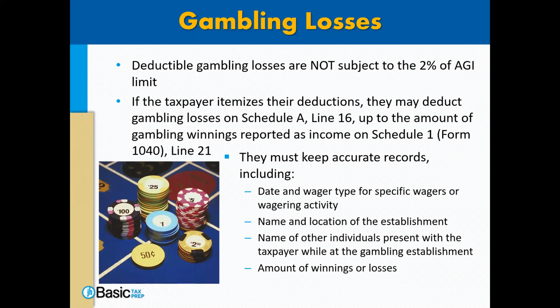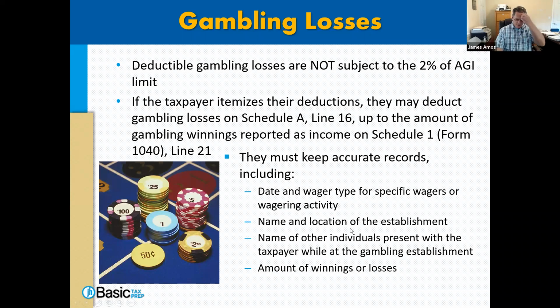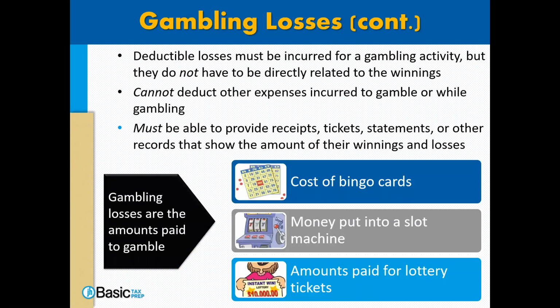$1,000. That's right. You do have to keep accurate records of your wagers, and what establishment you were in, and how much your winnings and losses were. That's why casinos now have those cards, because those cards will track that for you. If you plug it in, it'll track it, and then you can just get a report at the end of the year.